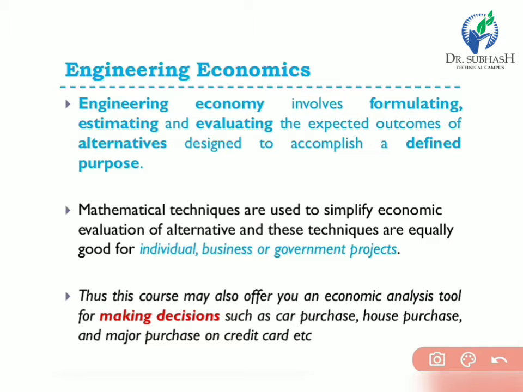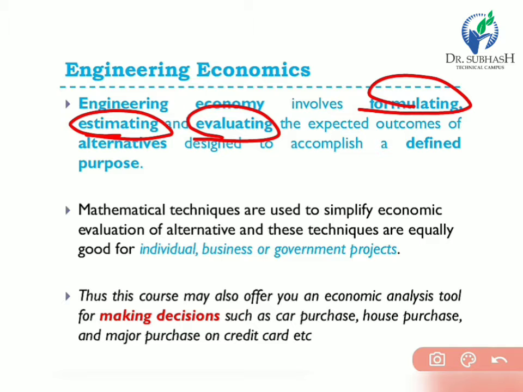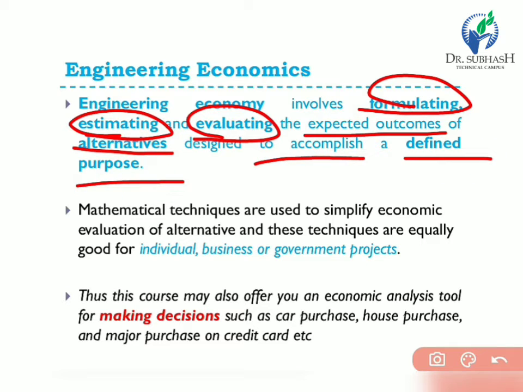What it says: engineering economics is a process of formulating, estimating and evaluating. For what? It's for the expected outcome of alternatives. For why? To accomplish a defined purpose. It is the definition of engineering economics. In this, three things are most important: formulating, estimating and evaluating for expected outcomes.